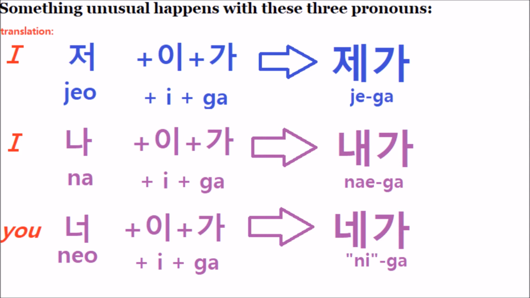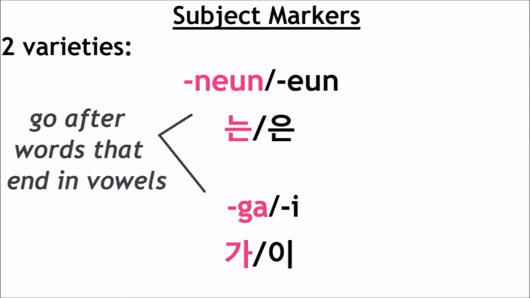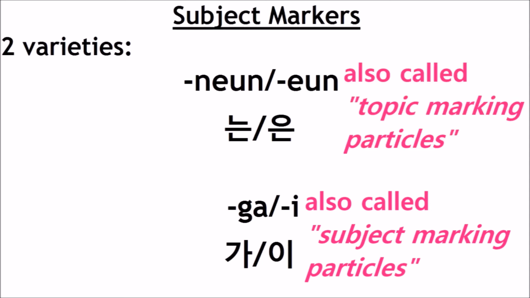And just to make it clear, it is only these three pronouns which get both the 이 and the 가 subject markers. For all other pronouns, nouns, and names, use only the 이 subject marker if the word ends in a consonant, or only a 가 subject marker if the word ends in a vowel. You may sometimes hear 이 and 가 subject markers called subject marking particles, and you may hear 는 and 은 subject markers called topic marking particles.